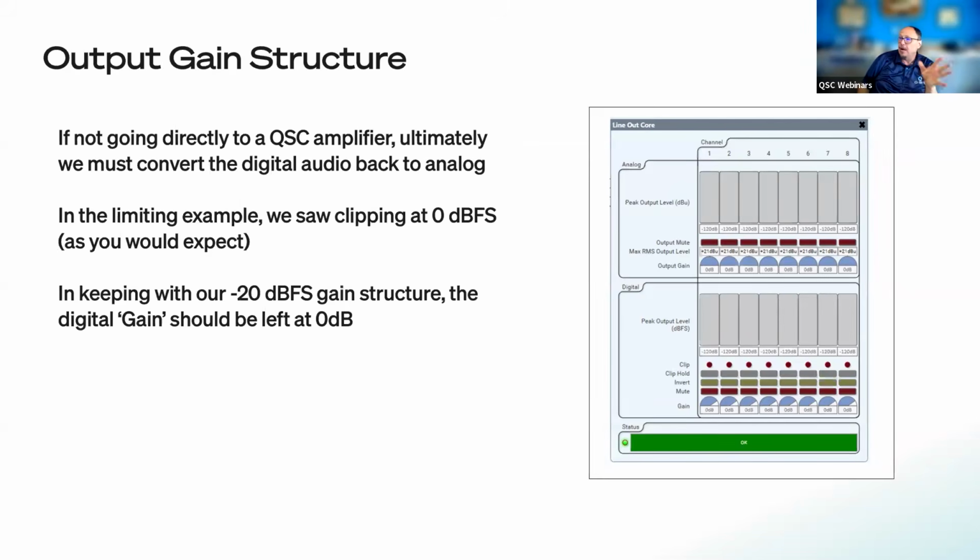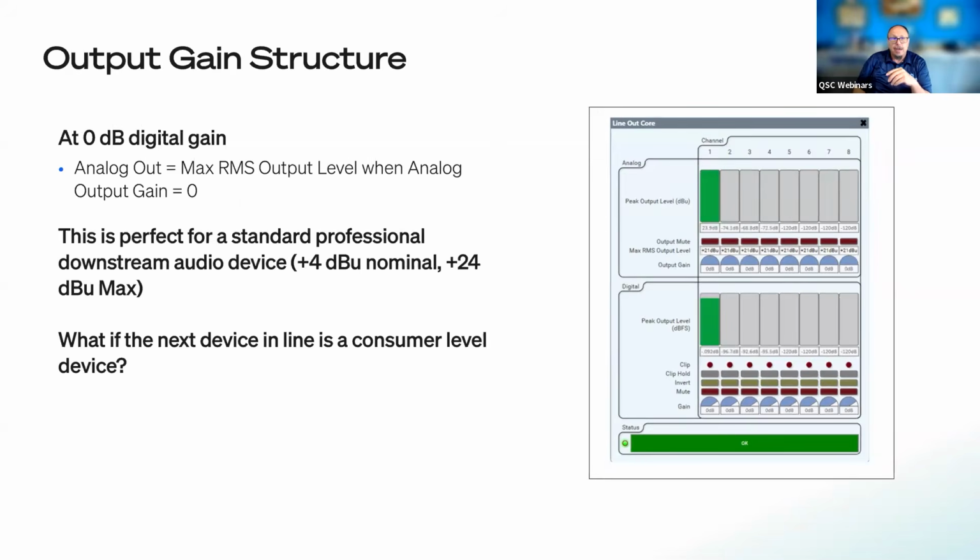Output gain structure. If you're not going to a QSC amplifier, ultimately you've got to convert the digital audio back to analog. And in the limit example, we saw that the clipping happened at 0 dB. In keeping with our 20 dB gain structure, the digital gain should be left at 0 dB. And so what you would do is on your output gain, analog out, RMS max output level when analog gain is 0. So you want to set that digital gain to 0.